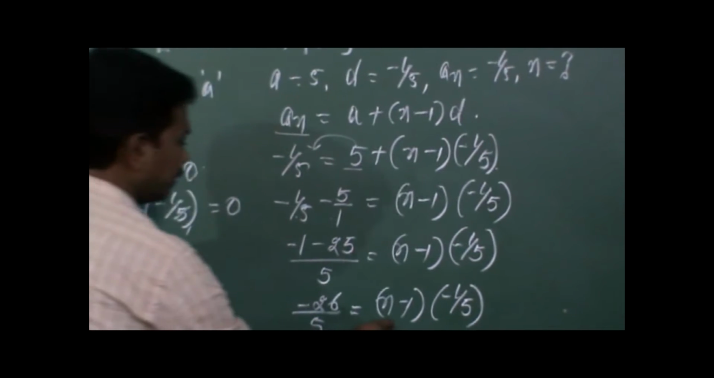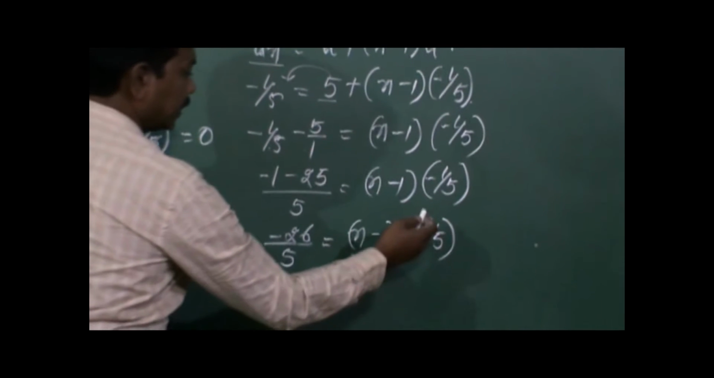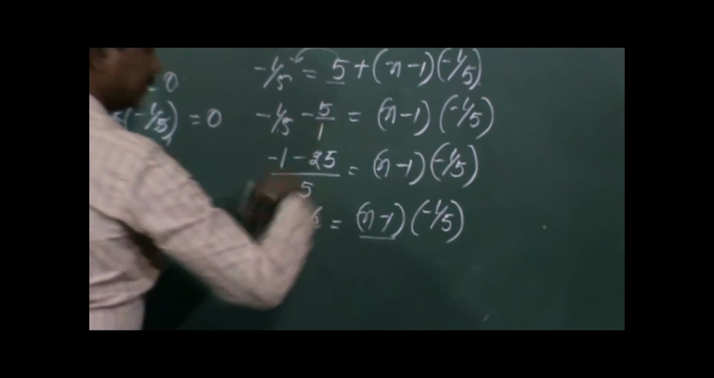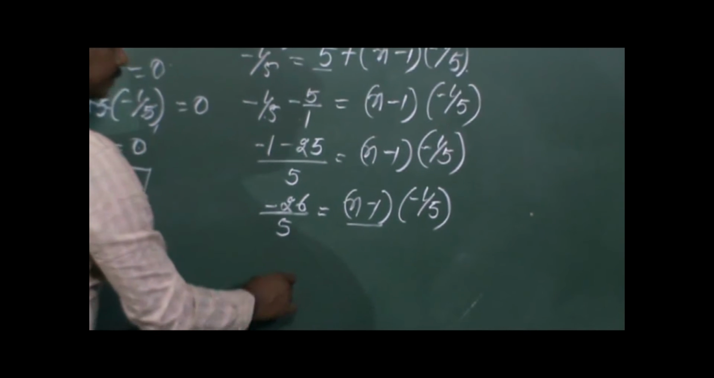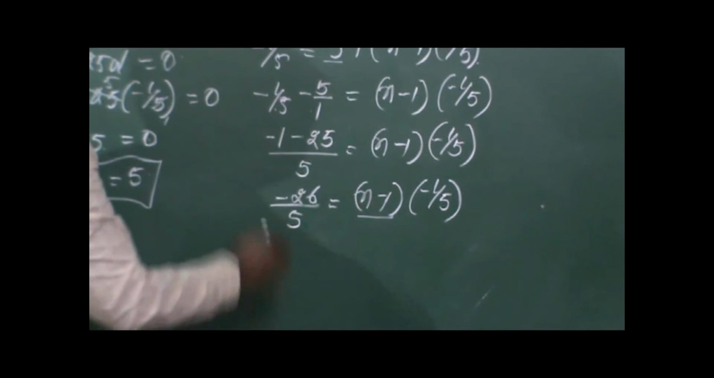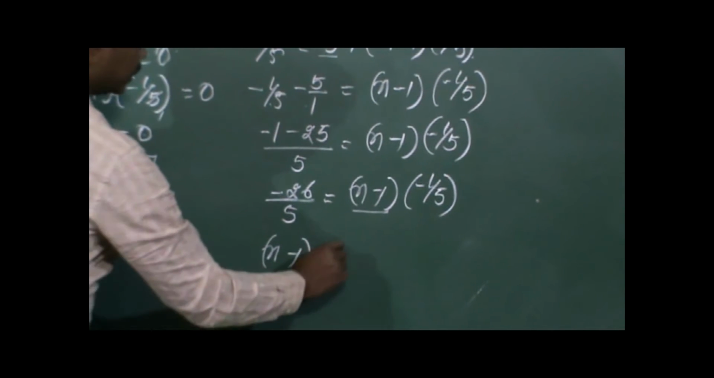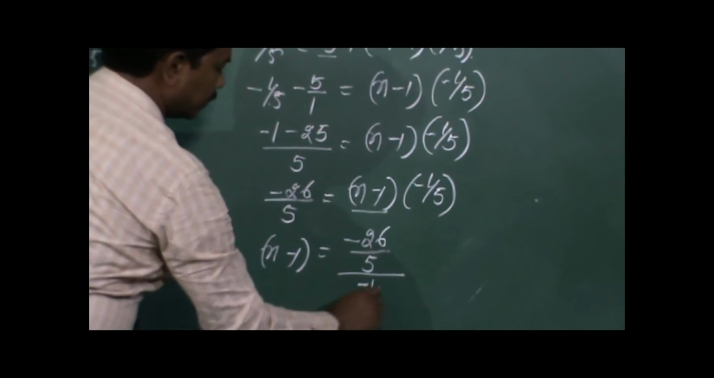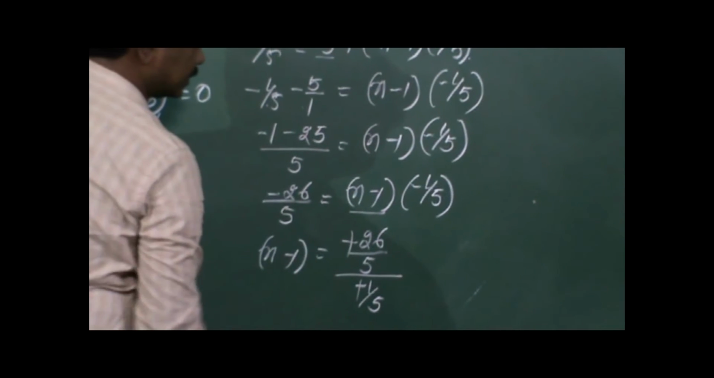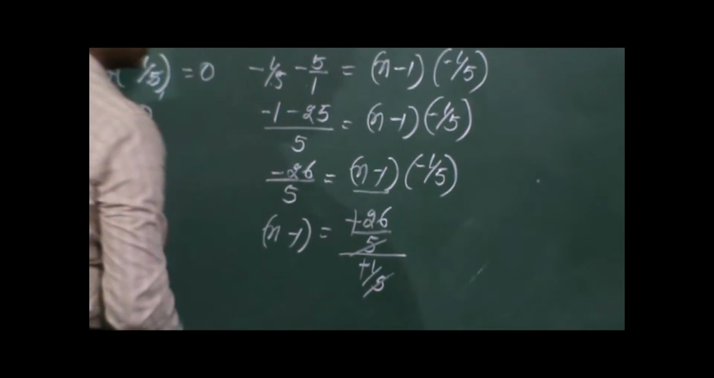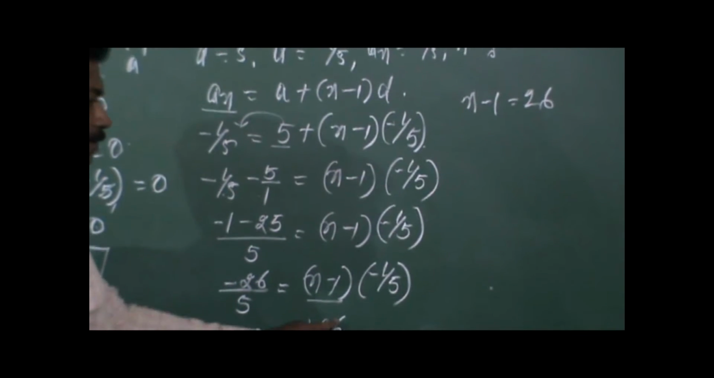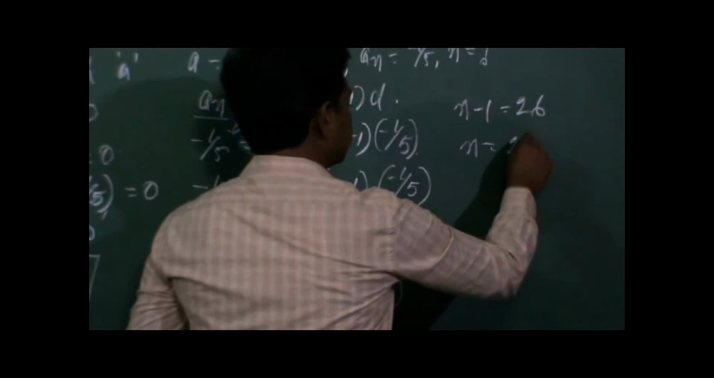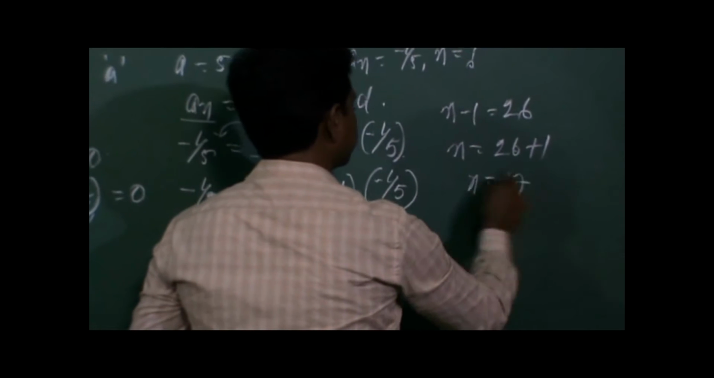Now, keeping n minus 1 at the RHS, minus 1 by 5 can be taken to the LHS and can be kept below minus 26 by 5. You can divide minus 26 by 5 by minus 1 by 5. So that looks like n minus 1 is equal to minus 26 by 5 by minus 1 by 5. So here minus and minus cancels, 5 and 5 cancels. So we are left over with n minus 1 is equal to 26. Only 26 remains there. So n is equal to 26 plus 1. So n is equal to 27.